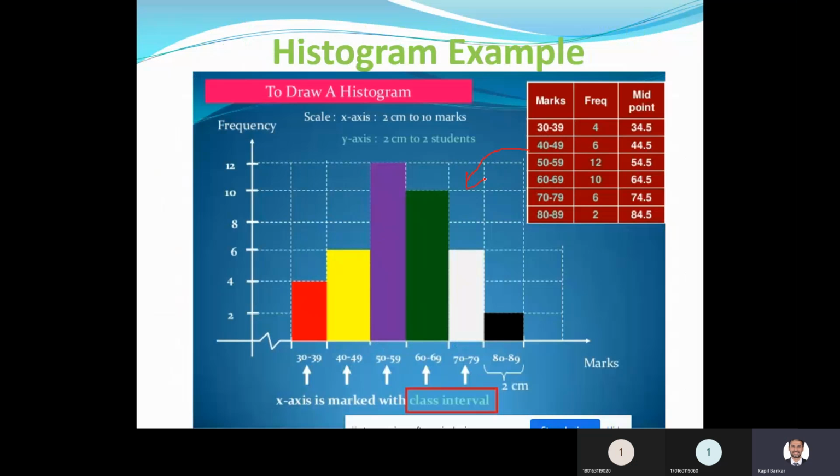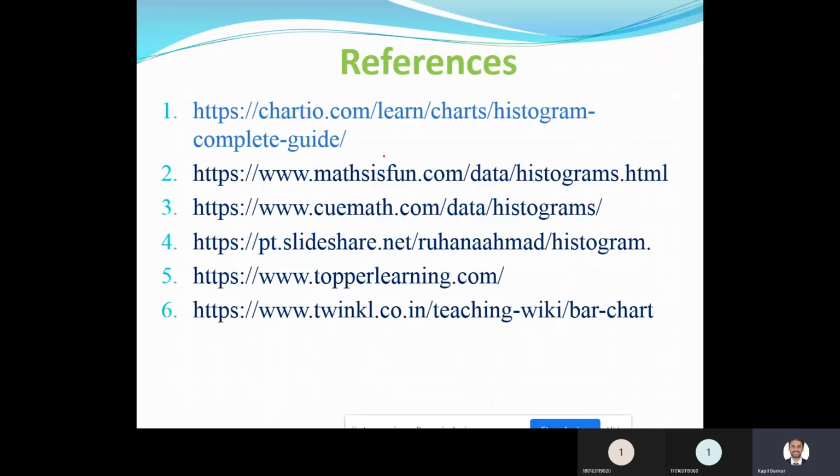And from this histogram, you can show the different results. Suppose the 50 to 59 range has the highest occurrence value, that is 12. And you can also get knowledge about variations, how much data is out of your required data, or out of specifications. So this is a histogram.